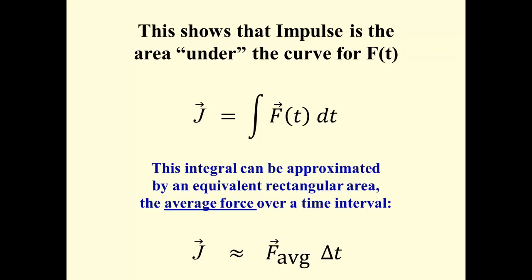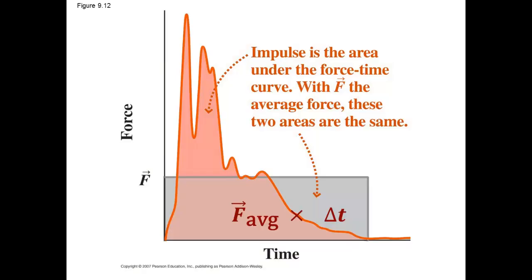If we want to, we can approximate this by an equivalent rectangular area, the average force. This is shown as a nice little graph from the textbook where the rectangular area is F average, the average value of the force, and the width of it is delta t. And the idea is that the area of this rectangle, F average times delta t, is equal to the orange shaded area underneath the actual force, which can vary quite significantly over the time of some process, like a collision.